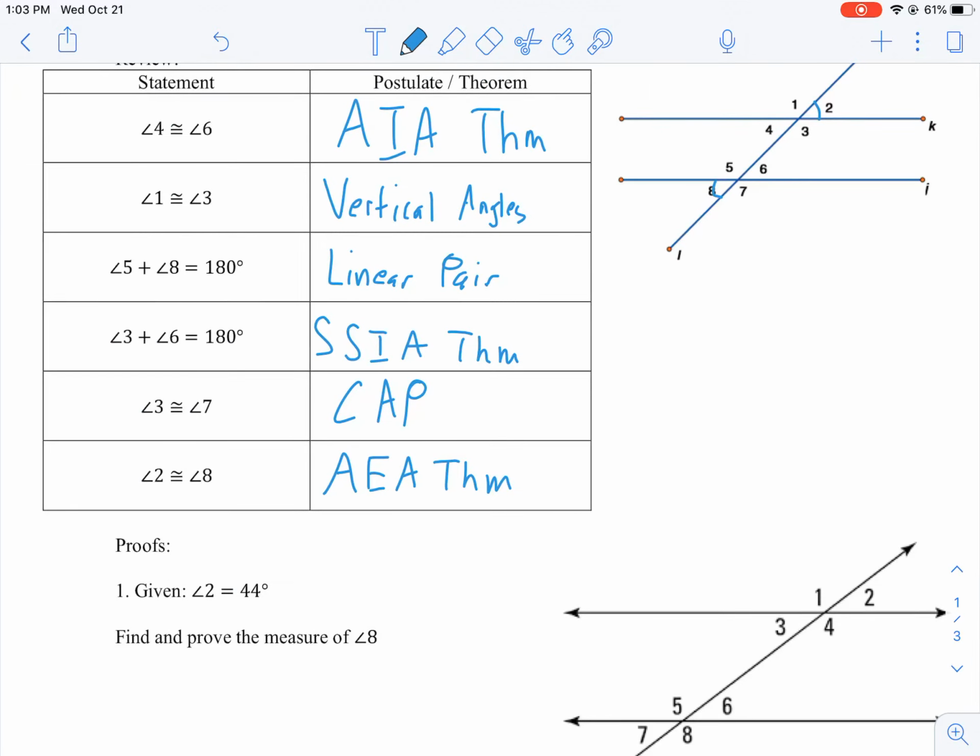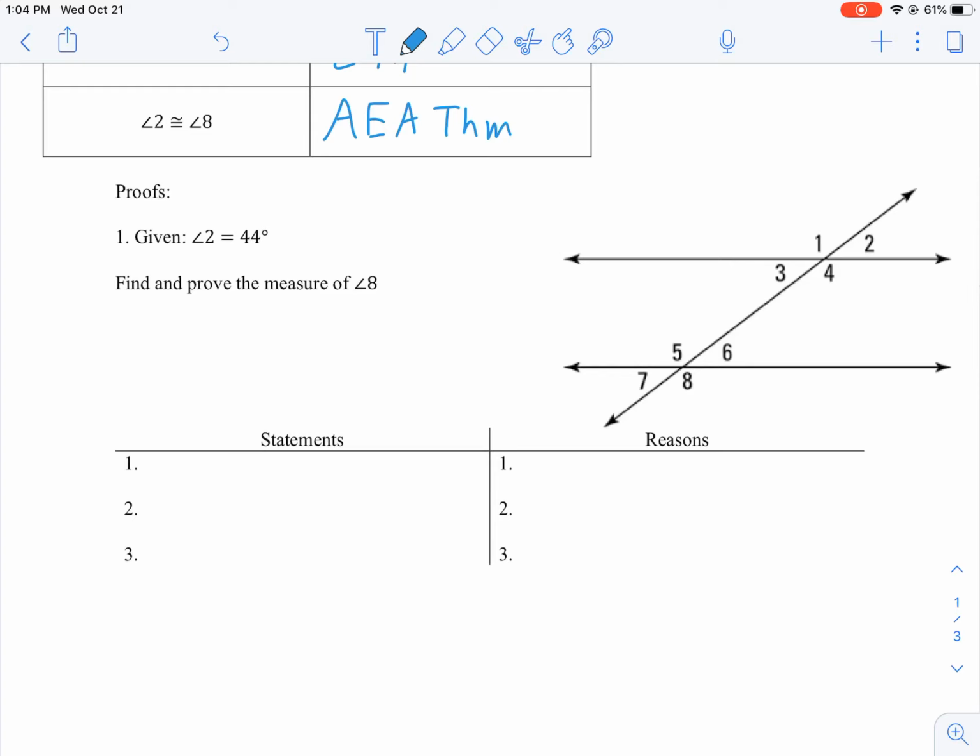So those are all the things that we've learned so far. And we're going to be using those today along with substitution, along with the transitive property. Actually, maybe not, but anyway. So let's do some proofs, okay? The way that this is going to work is I'm probably going to give you either an angle measure or multiple angle measures, and you're going to have to maneuver through the proof to find a different angle.